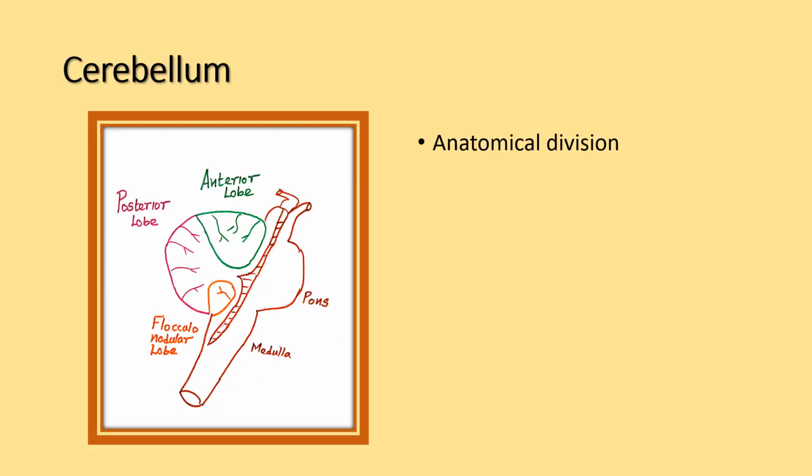Anatomical divisions of the cerebellum. The cerebellum is divided into three lobes by two fissures: the anterior lobe, the posterior lobe and the flocculonodular lobe.